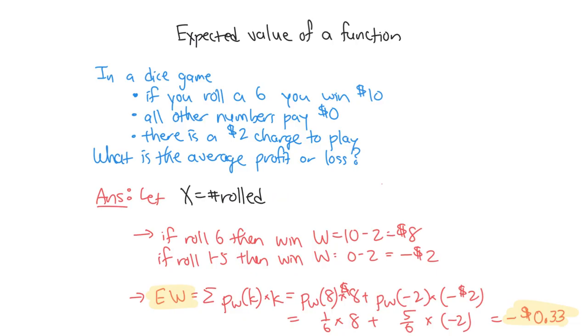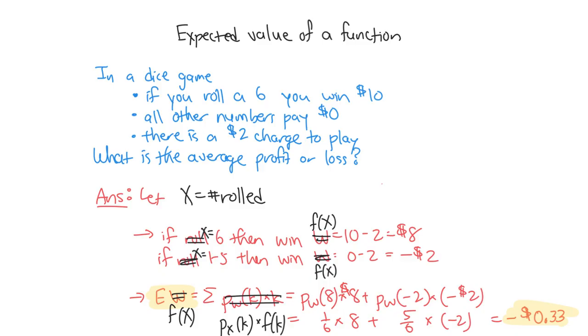Let's write this in a different form. How about letting x be the number that is rolled? Then everything that was just written can be rewritten in terms of x. If you roll x equals 6, then the amount you win, we'll call it f of x, is $8. If you roll any number x between 1 and 5, the amount you win will be negative $2. The expected value of W, the winnings, can be written as the expected value of f of x. Recall again that f of x is the amount you win if you roll the value x.